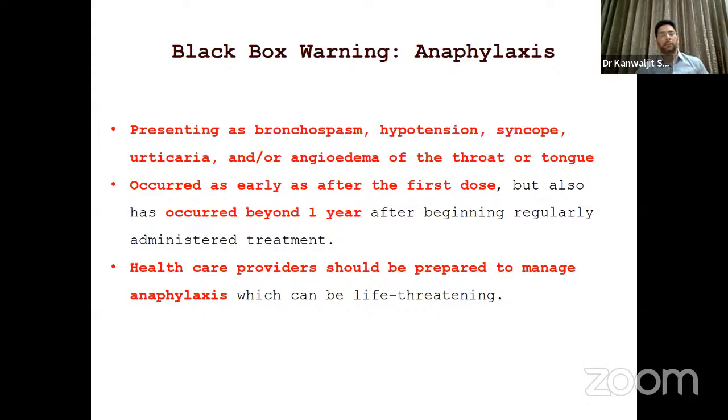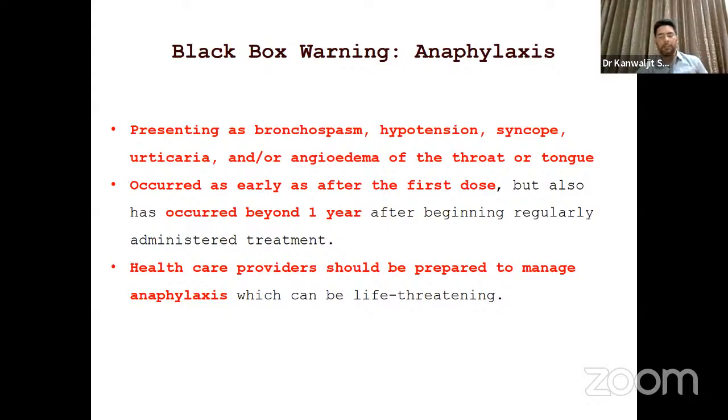Mostly the patient does not report any adverse events, but in rare cases, the patient can present with bronchospasm, hypotension, syncope, urticaria, angioedema of the throat or tongue, or severe anaphylaxis. It can occur as early as after the first dose, but also beyond 1 year after beginning regularly administered treatment. Healthcare providers should be prepared to manage anaphylaxis, which can be life-threatening.